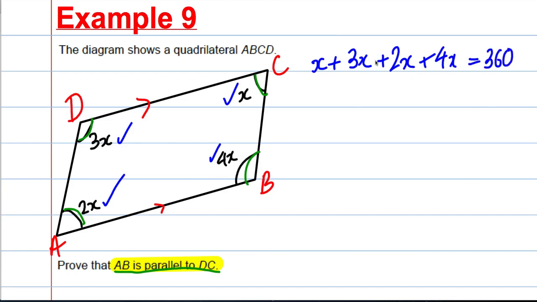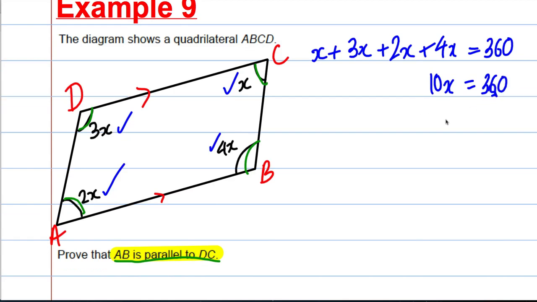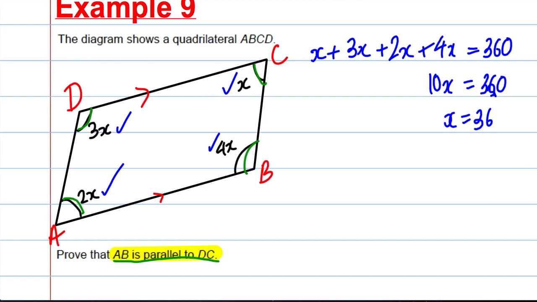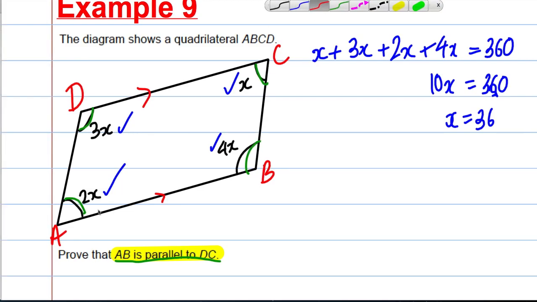How many x's do we have? 1 and 3 is 4, add 2 is 6, add 4 is 10x, would be 360. Divide by 10, x must be 36 degrees. Therefore, we can label these sides now, can't we? So 2 times 36 is 72 degrees. 3 times 36 is 108 degrees. 4 times 36 is 144. And this would just be 36.